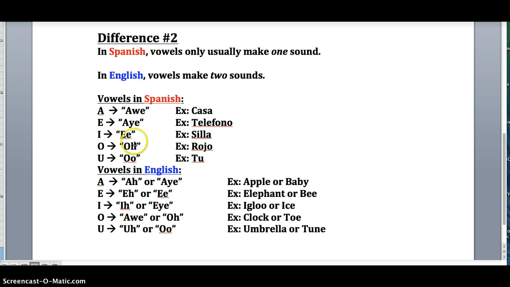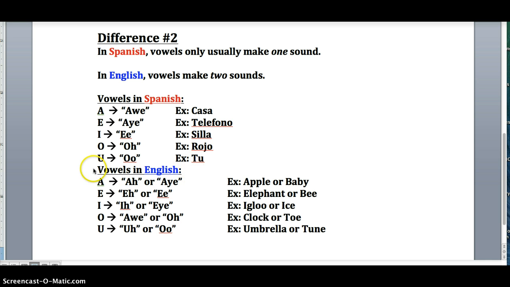And I is pronounced E, as in silla, silla. And O is always O. It just makes that one sound. So for example, ro, ho, it's always that one sound. And U always makes the oo sound, okay?